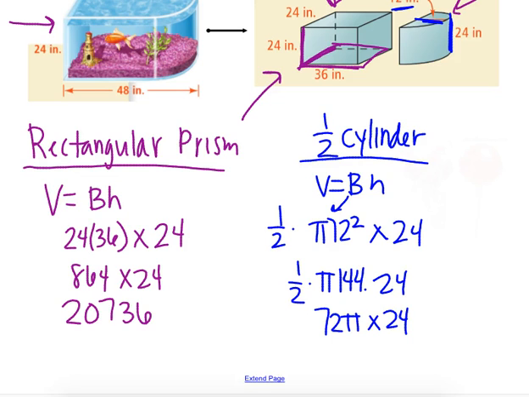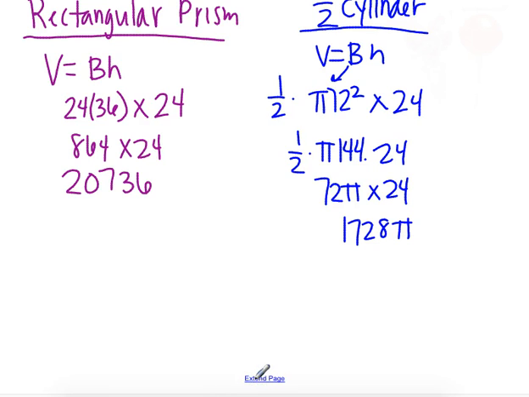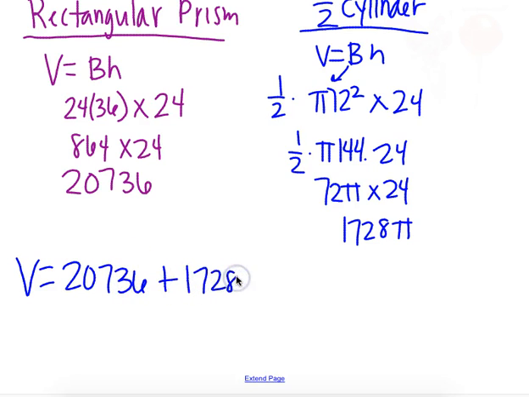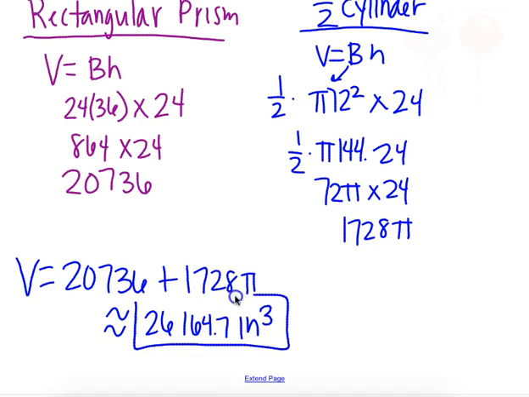72 pi times 24 gives me 1,728 pi. So now we have both of our volumes there. Now let's just add them together for our grand total. So our volume equals 20,736 plus 1,728 pi, which is approximately 26,164.7 inches cubed. Nice job. We just found the volume of that aquarium.